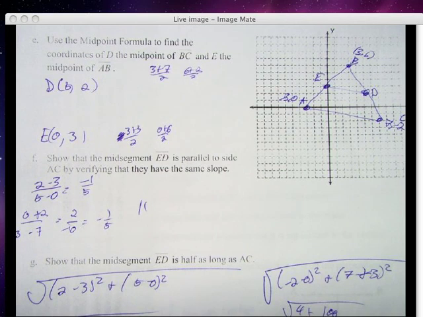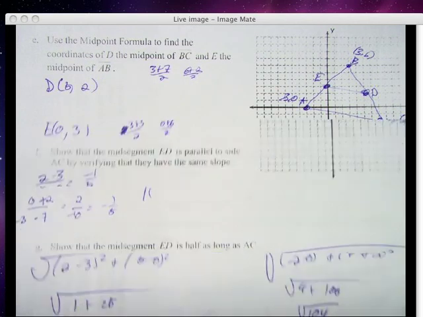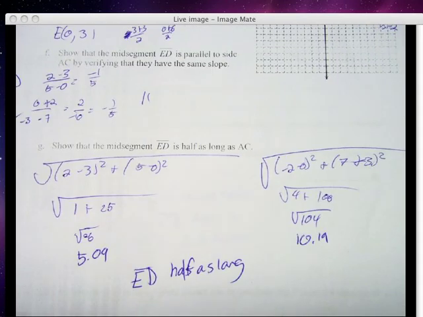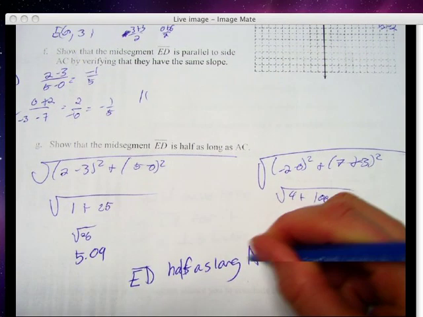Okay, now we've got to find the distances from ED and AC. And we got 5.09 and 10.19. ED is half as long as AC.